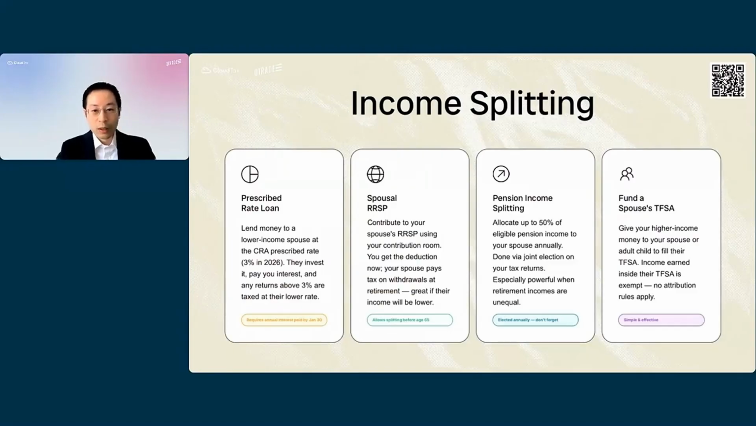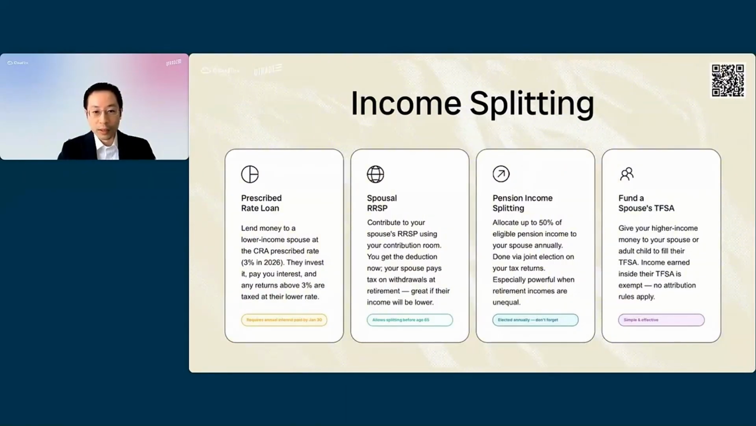Next point on this part, there's 4 income splitting strategies we want to cover. Hopefully these will help you. So in Canada, we have a progressive tax system. The more income that we earn, the higher the tax rate. The purpose of income splitting is to legally spread the income across family members who may have a lower tax bracket than the main earner. So effectively, it will reduce the overall tax for the entire family.